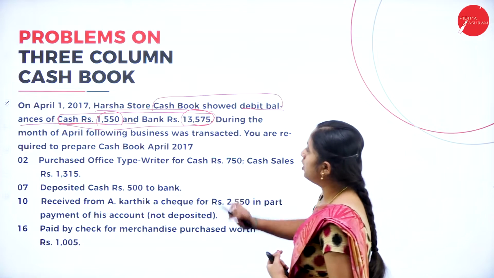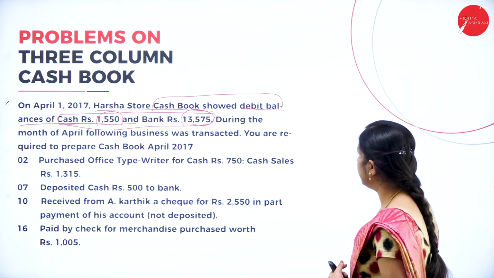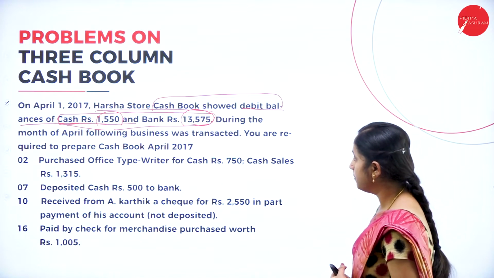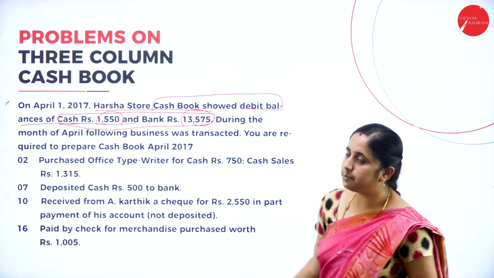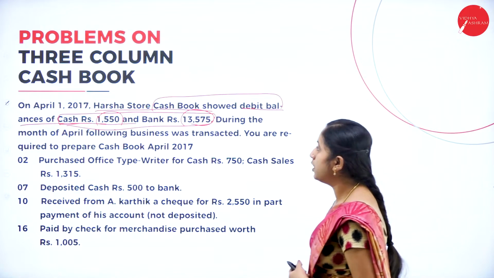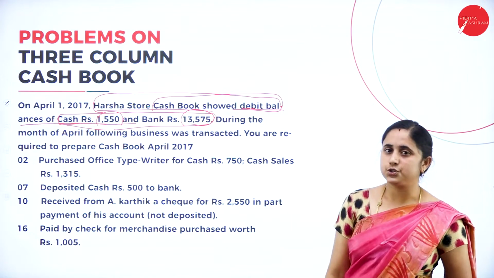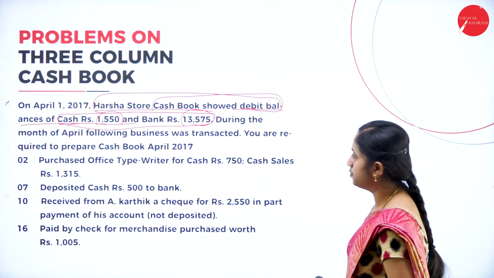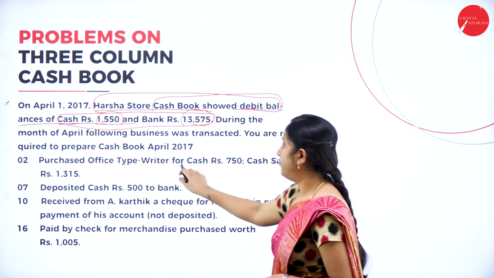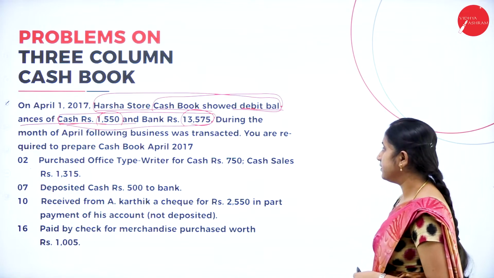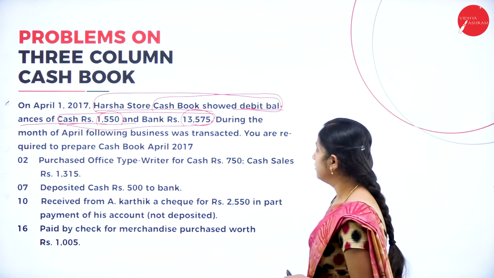During the month of April, the following business was transacted. You are required to prepare the cash book for April 2017. So you are going to prepare the cash book for the month of April 2017 in the books of Harsha Store. So you have prepared the Harsha Store cash book, three column cash book. First, on April 2nd, purchased office typewriter for cash rupees 750. Cash sales rupees 1,315. First, just consider this.